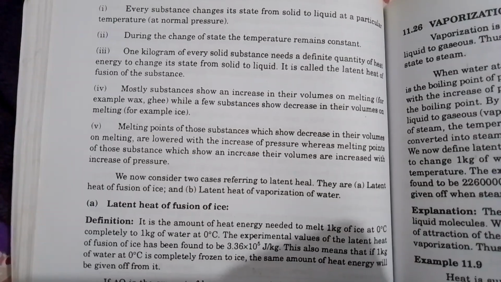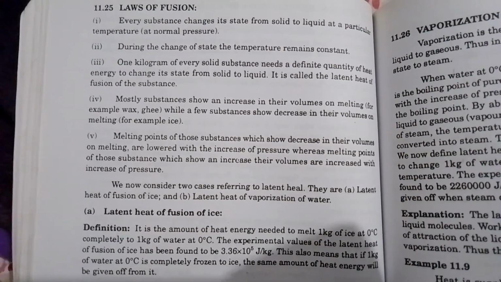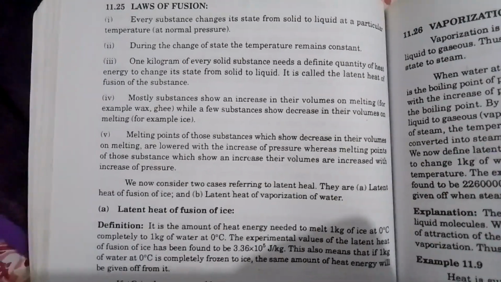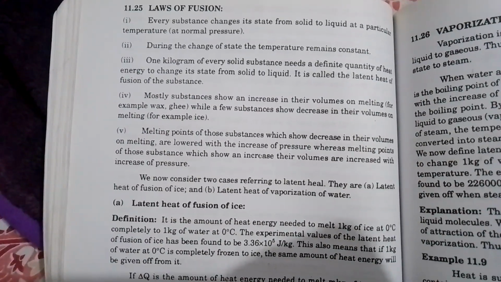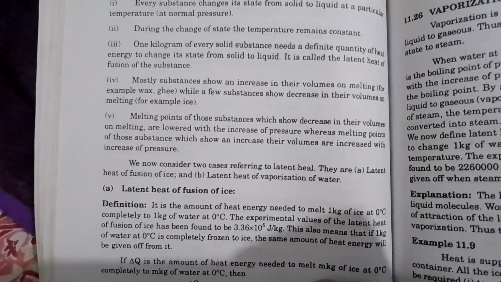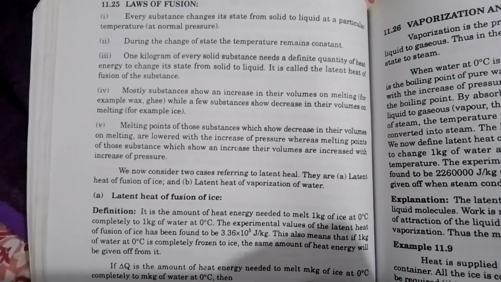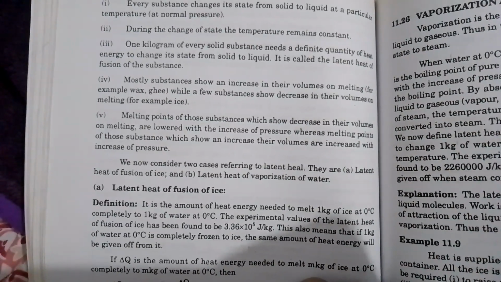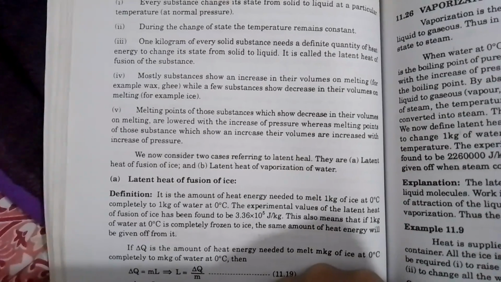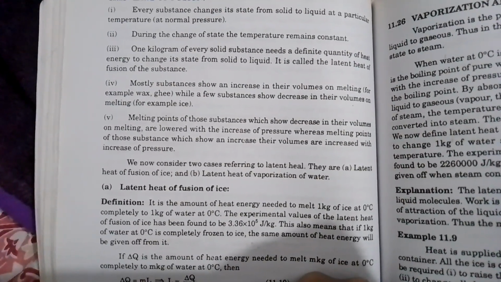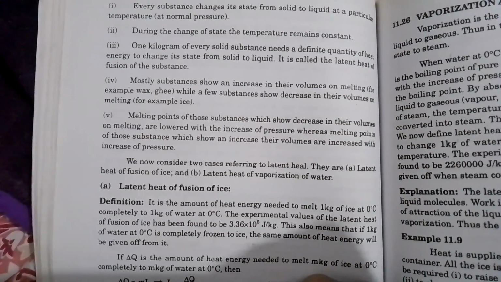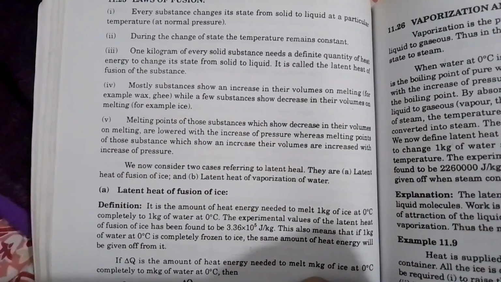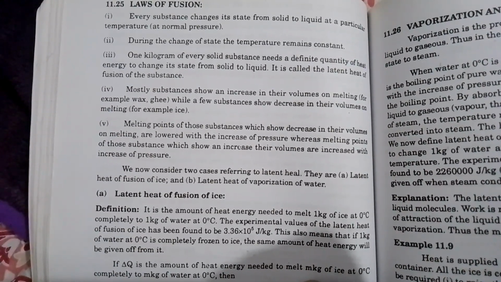We now consider two cases referring to latent heat. They are A, latent heat of fusion of ice, and B, latent heat of vaporization of water. It is the amount of heat energy needed to melt 1 kg of ice at 0 degrees completely to 1 kg of water at 0 degrees. The experimental value of the latent heat of fusion of ice has been found to be. This also means if 1 kg of water at 0 degrees is completely frozen to ice, the same amount of heat energy will be given off from it.